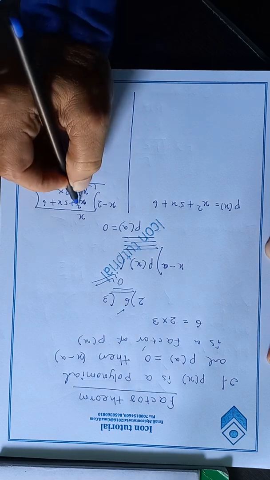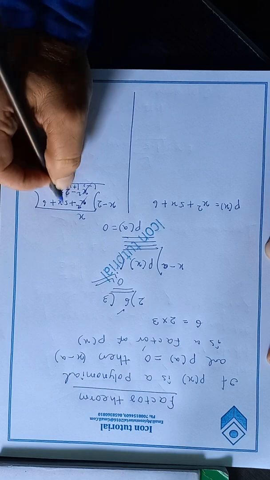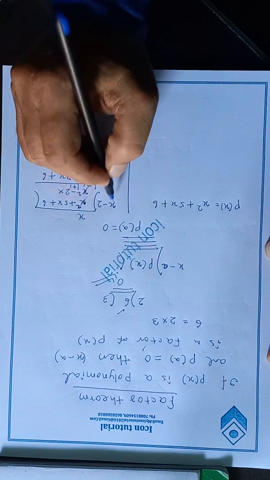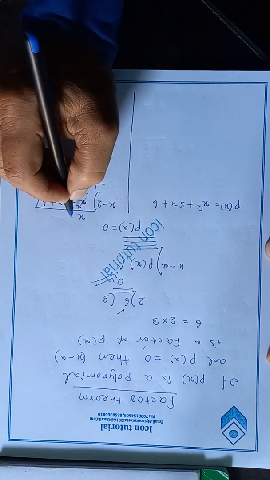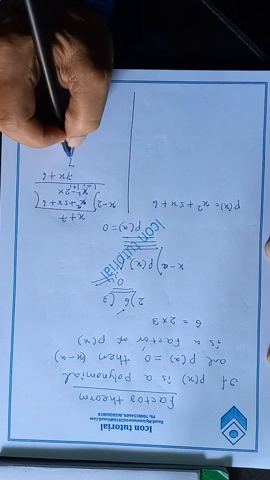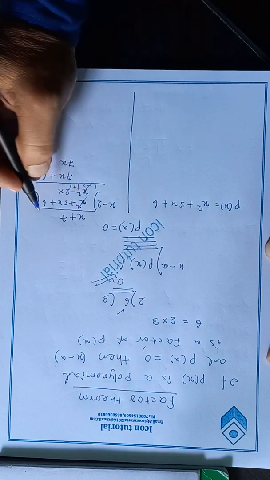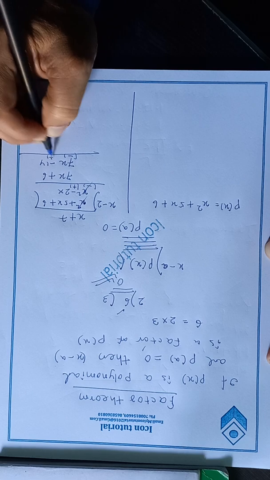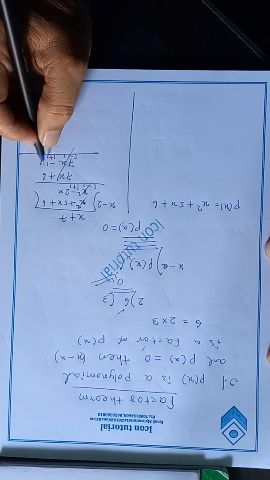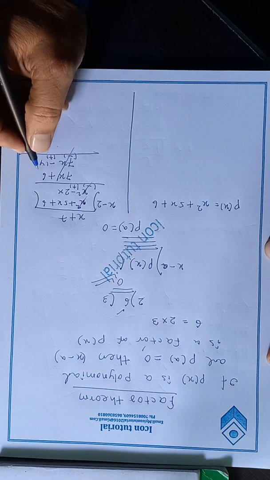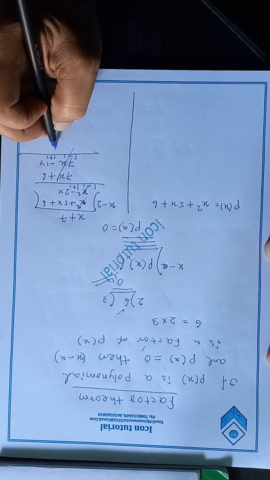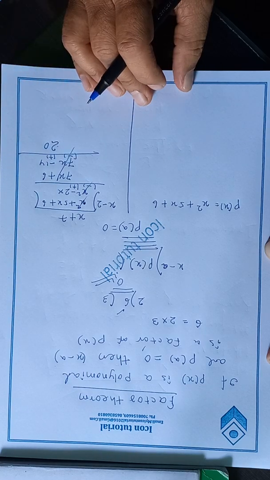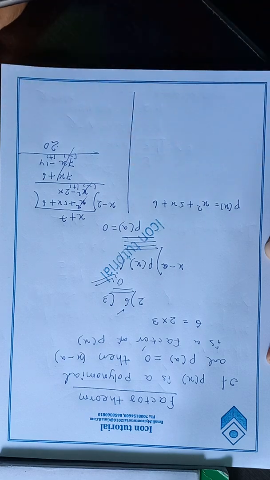Here x square cancels, then subtract and change the sign, that gives 7x plus 6. Now x into 7 gives 7x, and 7 into minus 2 is minus 14. Sign change and cancel, then 14 plus 6 is 20. Here the remainder is 20, not 0.